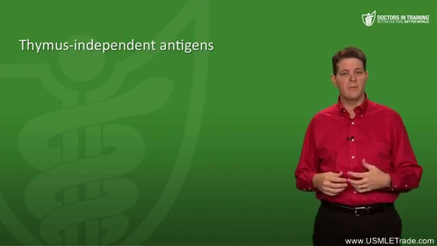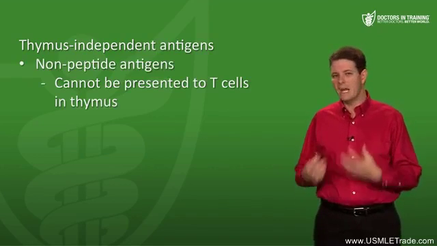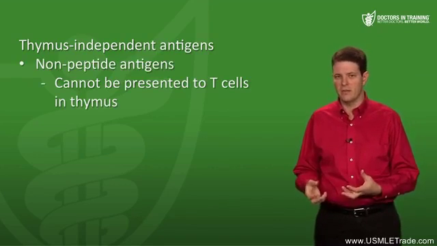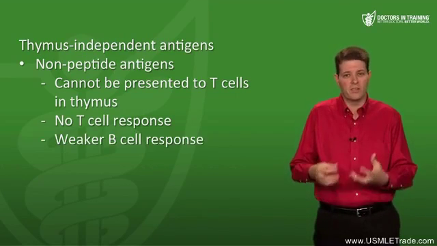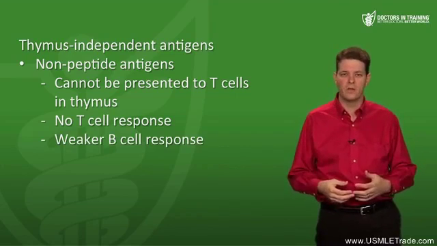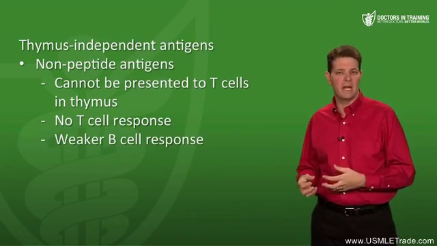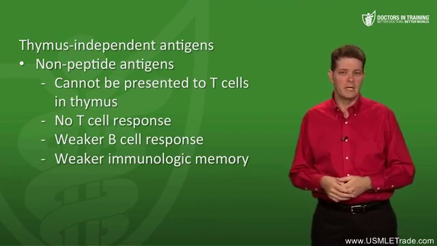Then thymus-independent antigens are non-peptide antigens, which means they cannot be presented to T cells in the thymus. That means there's not going to be a T cell response. That means that the B cell response is going to be weaker because, again, helper T cells are important for activating B cells. So with these thymus-independent antigens, the immunological memory is weaker and boosters are more commonly needed.